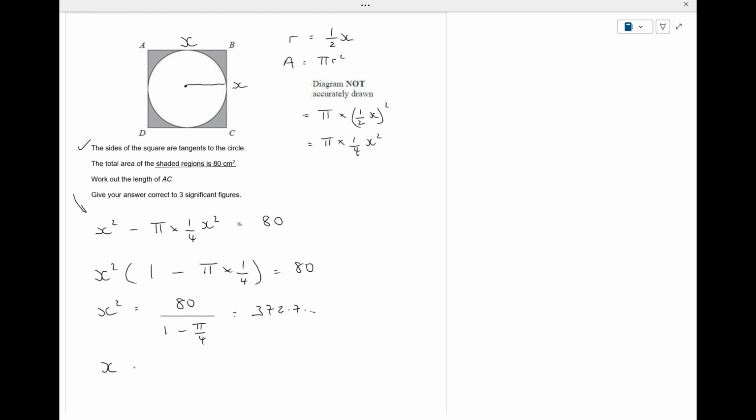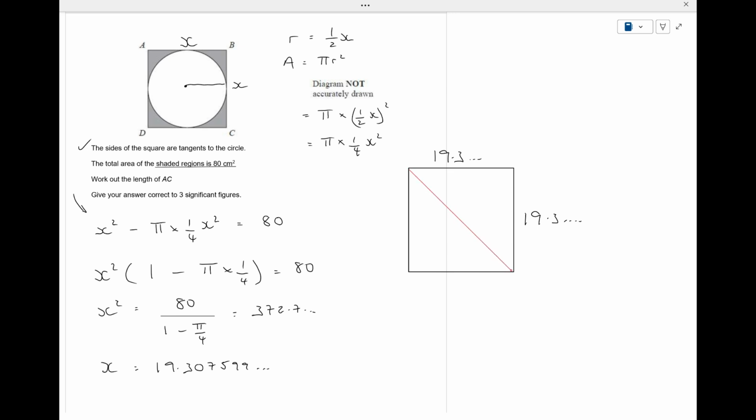So I'm going to square root that to give me the side length of the square, 19.307599. I've written down enough digits so I won't lose any marks through inaccuracy later. Okay, so I've got my square side lengths now. So here's my square, and it has a side length of 19.3, but I'm going to use the whole figure in my calculator. And I'm asked to work out this length.